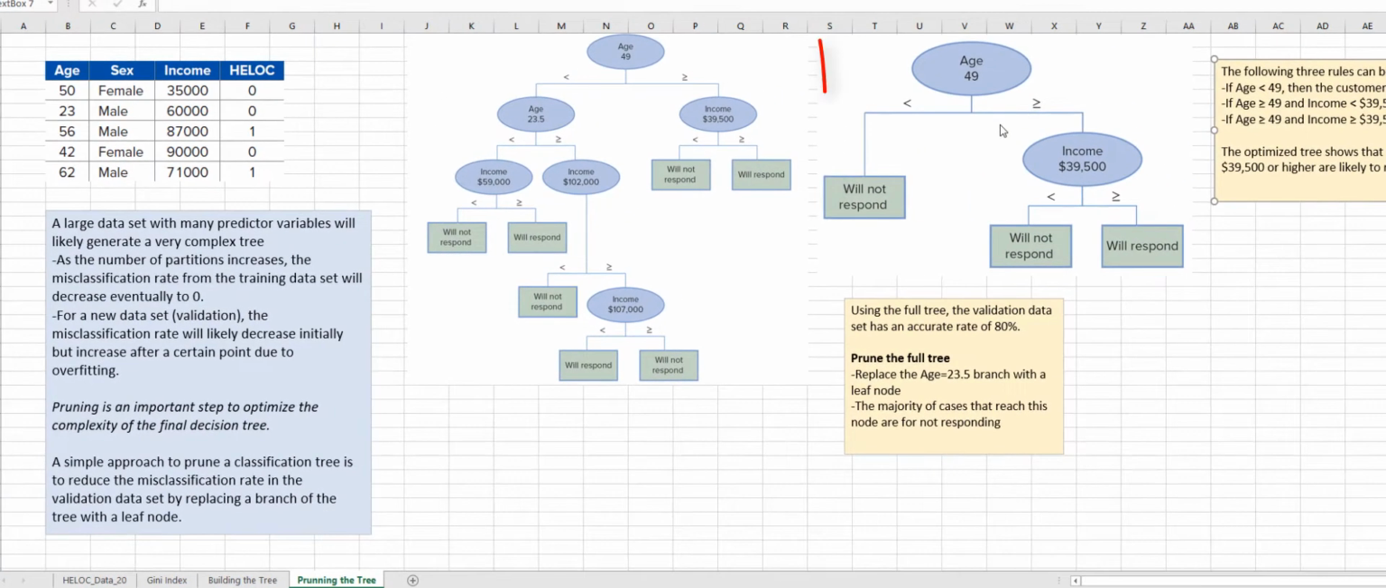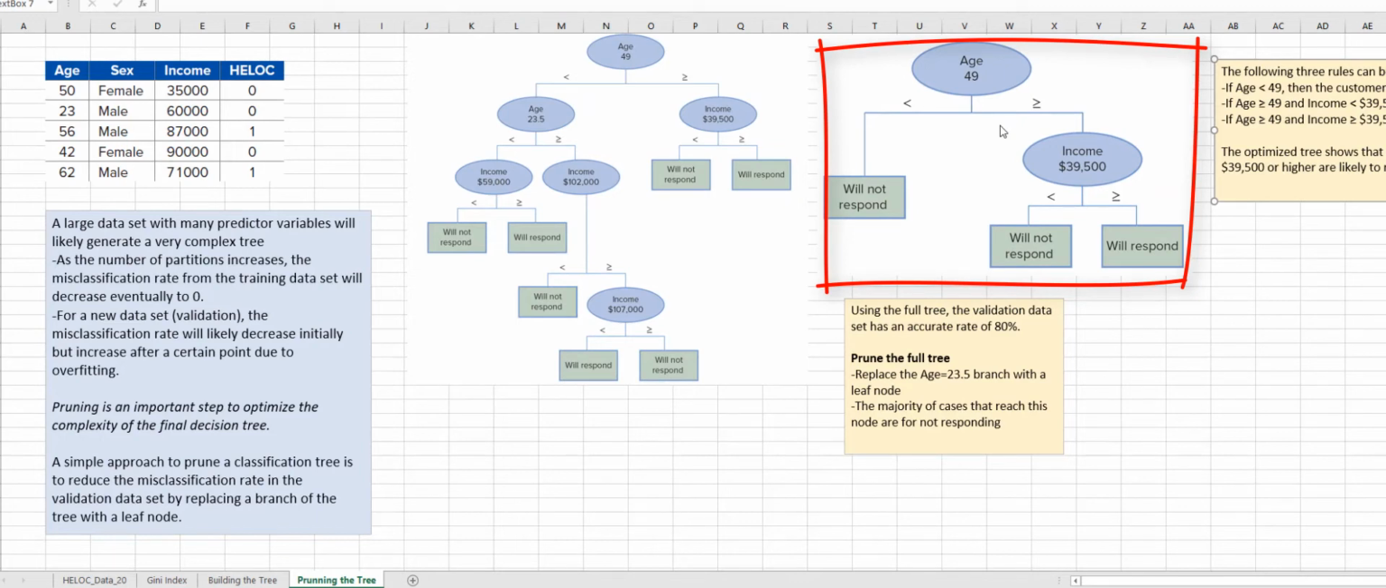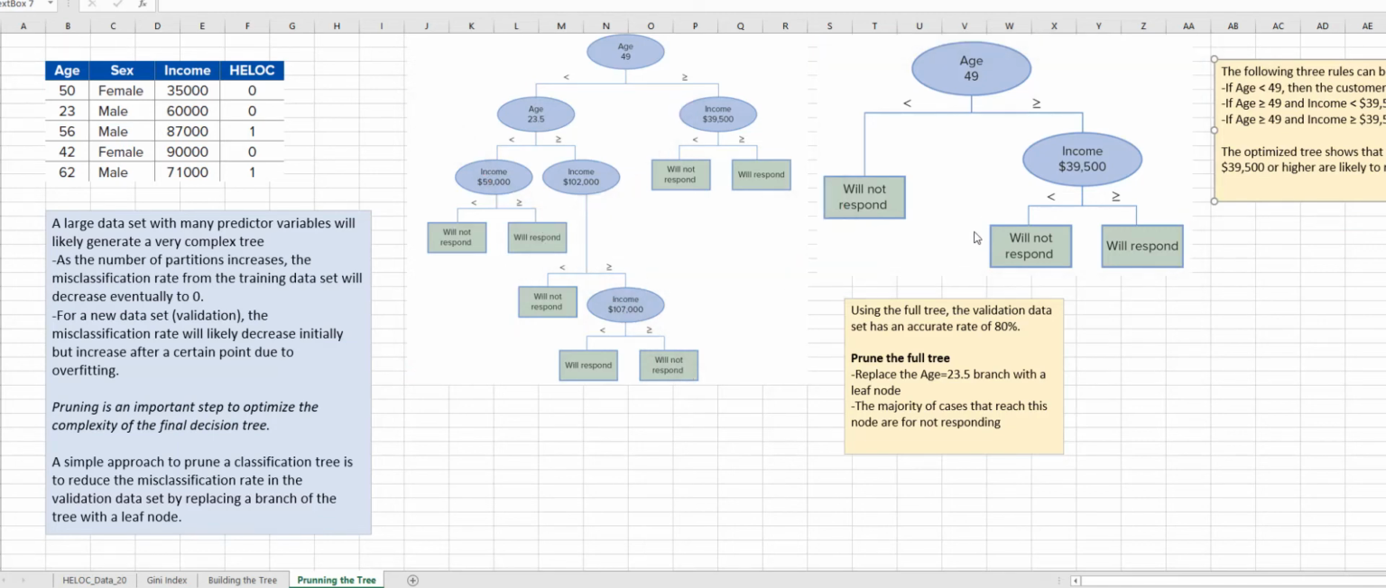And here on the screen, you see a pruned tree where what used to be an interior node with a split point where age is equal to 23.5 is now replaced with a leaf node. Because the majority of cases that reach this node belong to class 0, the leaf node predicts that customers in this subset will not respond to the HELOC offer. So how do we understand that? Look at our validation data set, and if age is less than 49 years old, 23 here and 43, both of them, regardless of their income, do not respond to the HELOC offer. Therefore, instead of splitting the left branch furthermore, we replace it with a leaf node.